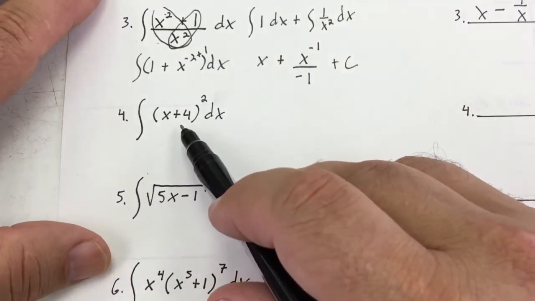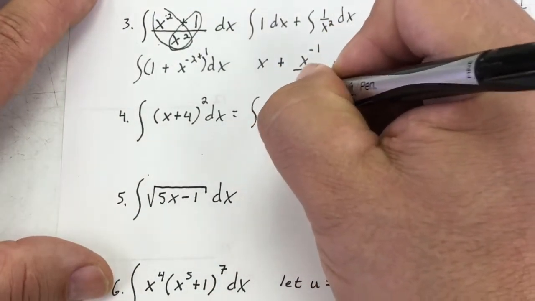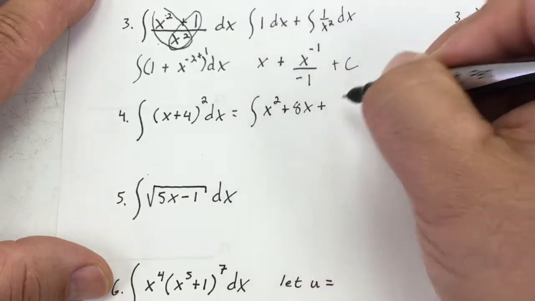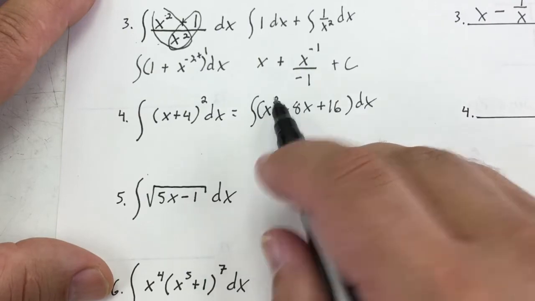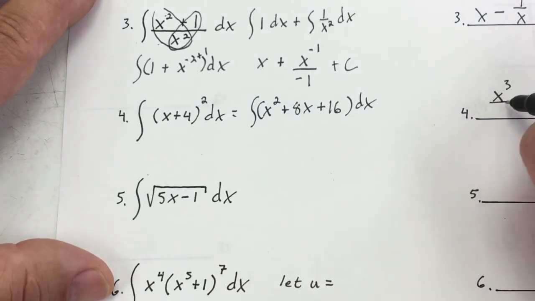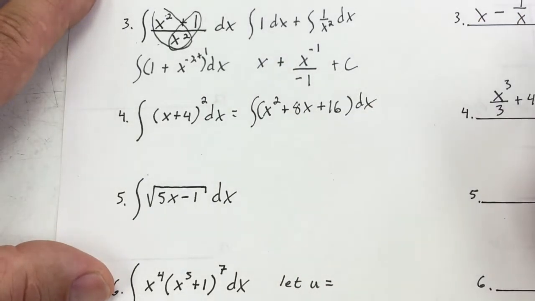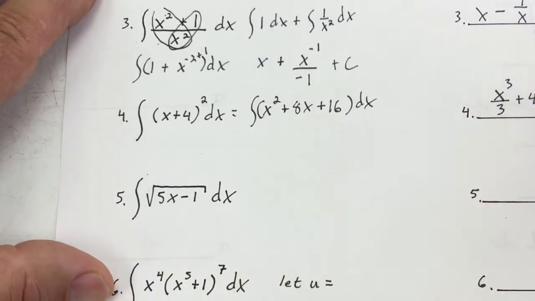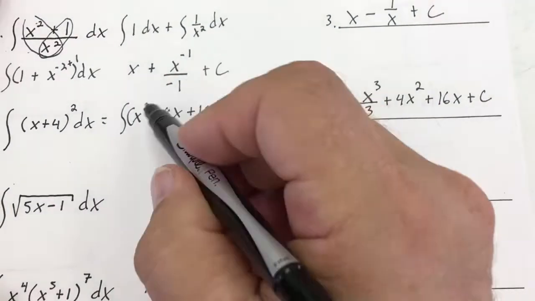I could use u sub or just FOIL that out. I'm going to FOIL it out. It's going to give me an integral of x squared plus 8x plus 16. And then just take the integral. I'm not even going to show work for this. That's going to be x to the 3rd over 3. This here is going to be x squared. 8x squared over 2 is going to give me plus 4x squared plus 16x plus c.